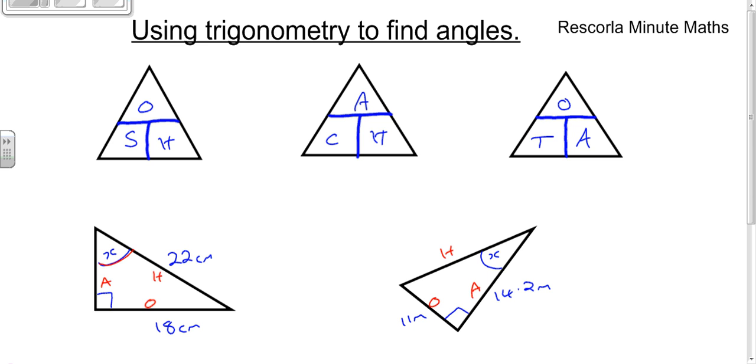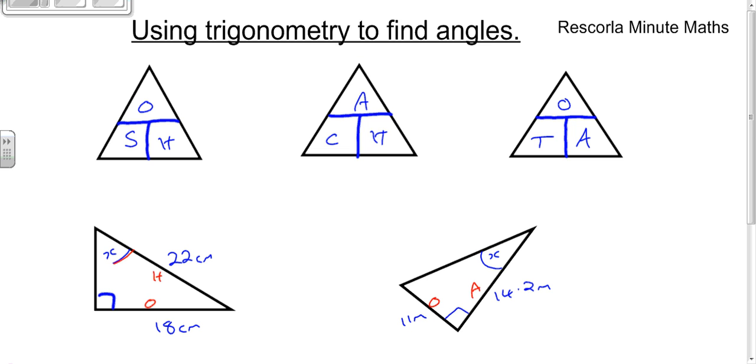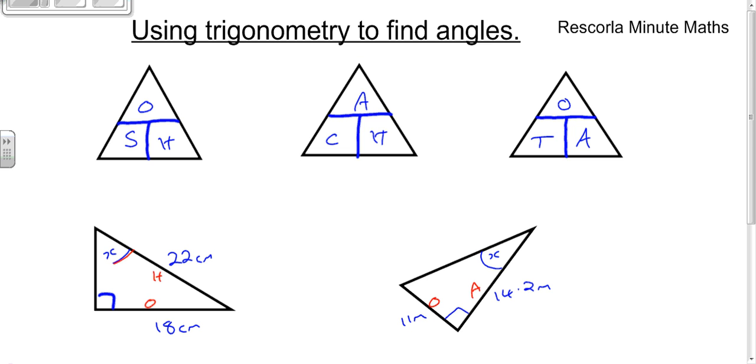So now if we have a look at both these questions at the same time, here we do not need the adjacent because that's blank. Here, we're not looking for the hypotenuse because that side is just blank. Now, how to find the angle? Here, we've got the opposite, we've got the hypotenuse. So the one that uses the opposite and the hypotenuse is SOH.